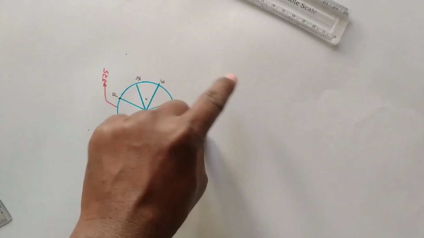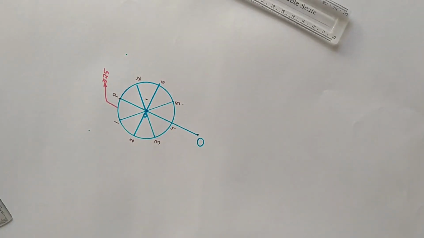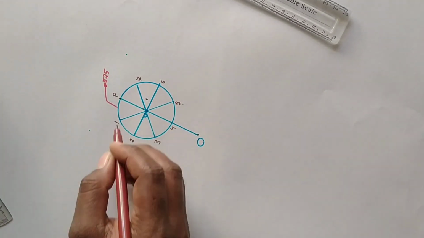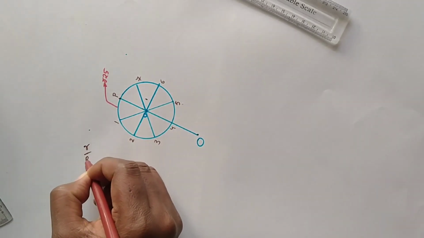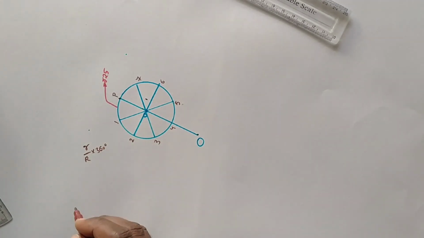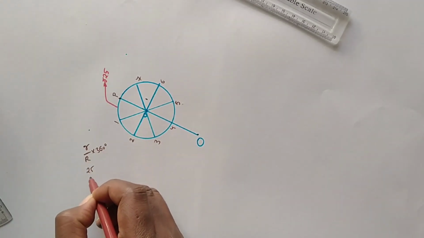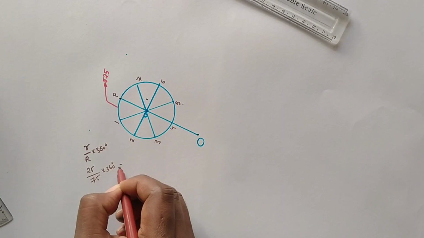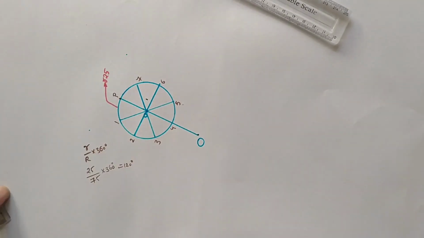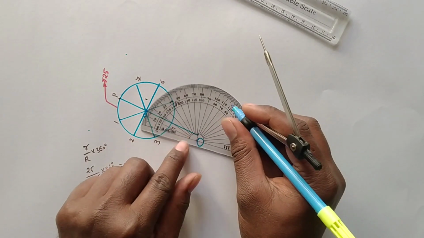Next, you have to find out the internal angle when the rolling circle completes its full rolling. For the internal angle, the formula is small r by capital R into 360 degrees. Small r is 25 and capital R is 75, into 360, equals 120 degrees. The internal angle is 120 degrees when the rolling circle, which has a 25 mm radius, completes its full rolling on the directing circle, which has a 75 mm radius.